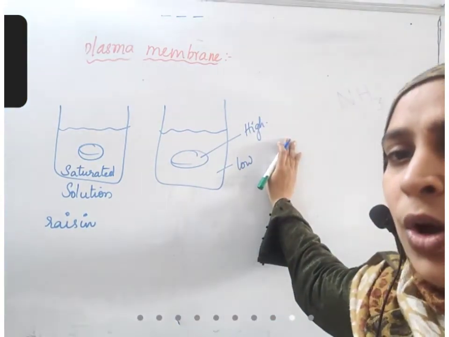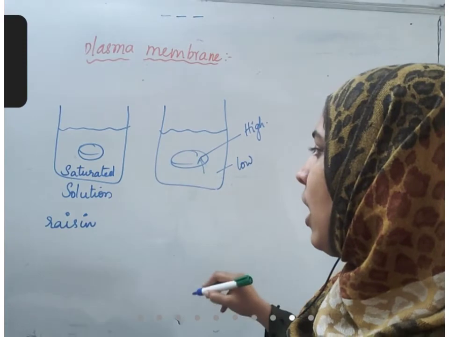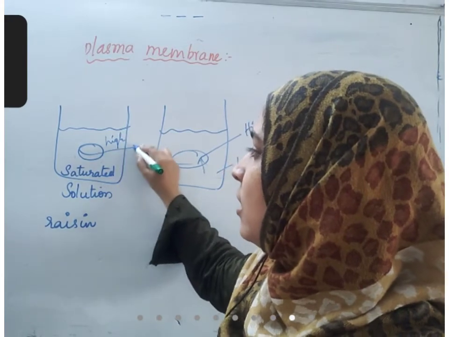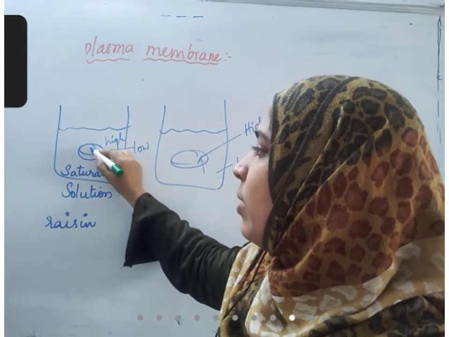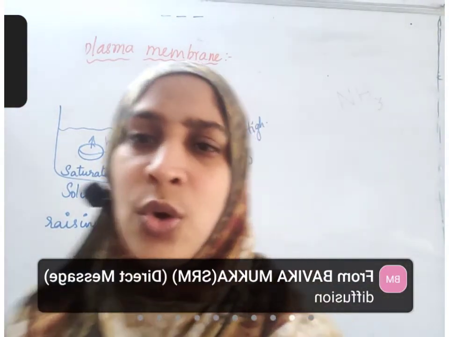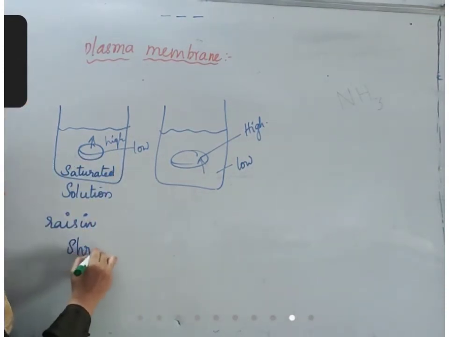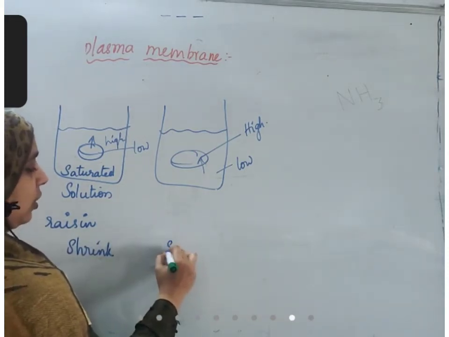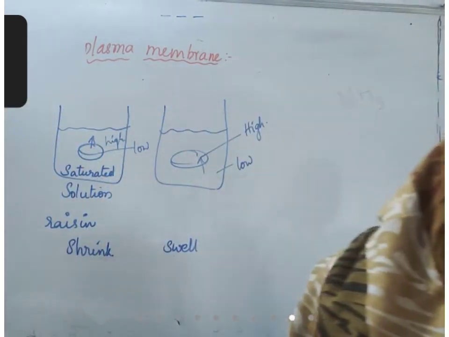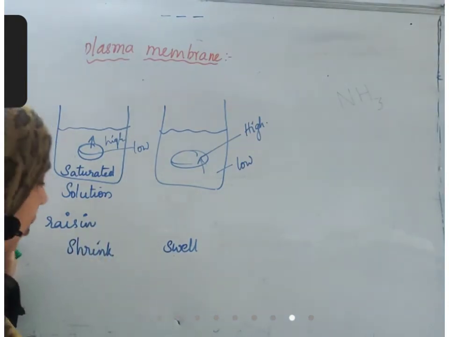What will happen? Always, osmosis means movement from low concentration to high concentration. In the case of the saturated solution, this is high concentrated, this is low concentrated. Always the movement is from low concentrated to high concentrated. So you can say that in this the kishmish will shrink. Here it will swell. You can do the same experiment with a wilted carrot also.